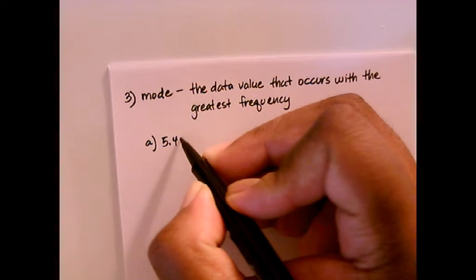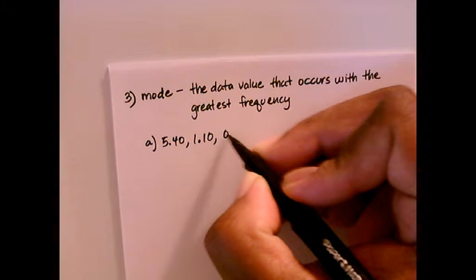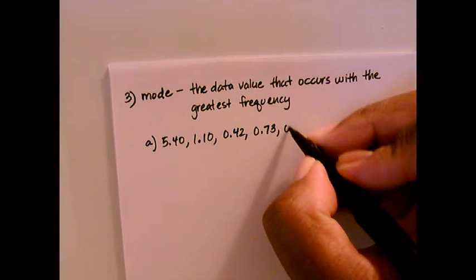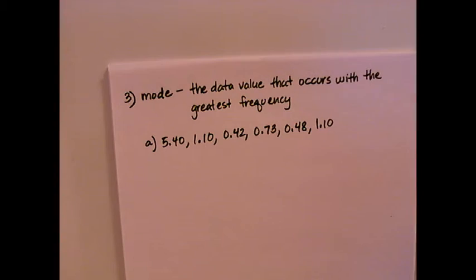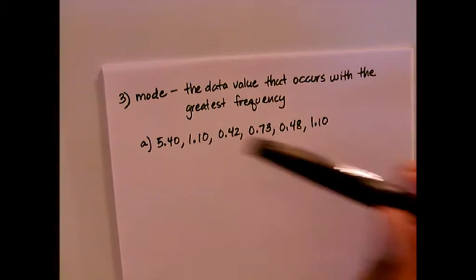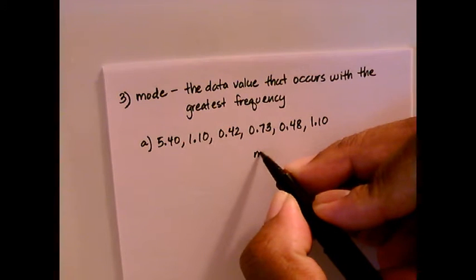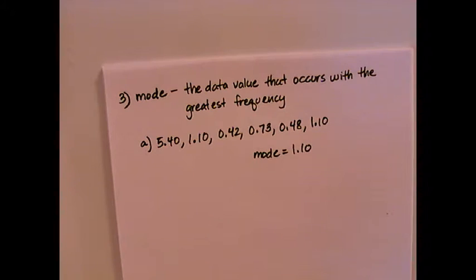Let's say I have this data set 5.40, 1.10, 0.42, 0.73, 0.48, and 1.10. Okay? In this case here, by looking at this, I can find the mode, which is in this case 1.10. This one only has one mode, because that's the data value that occurs the most frequently.